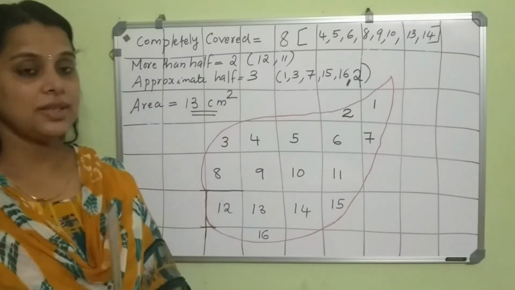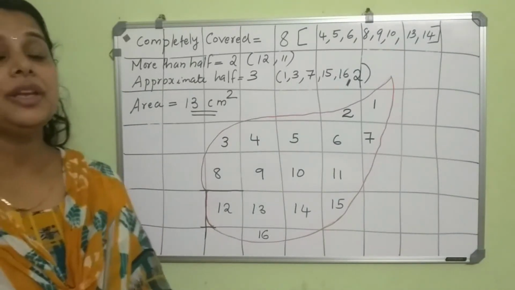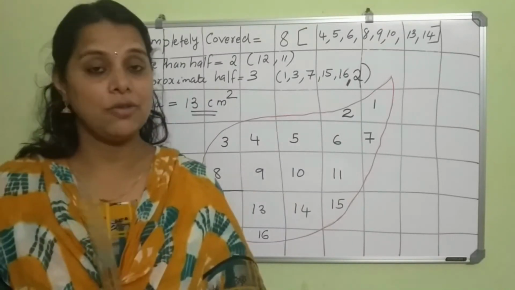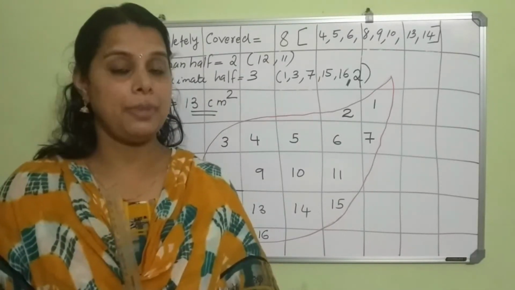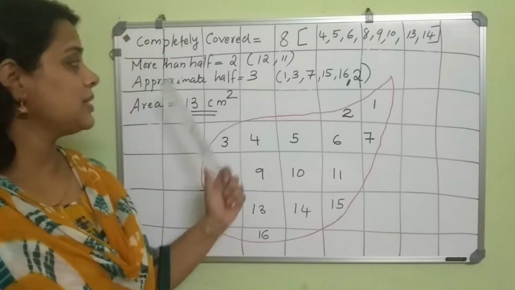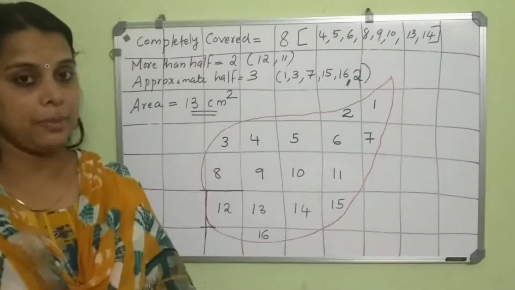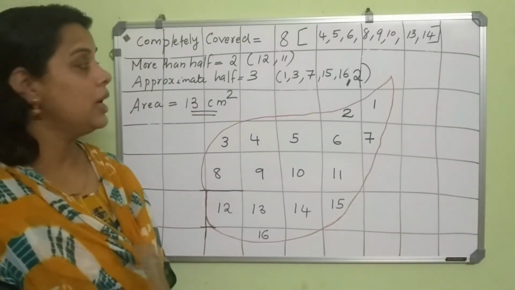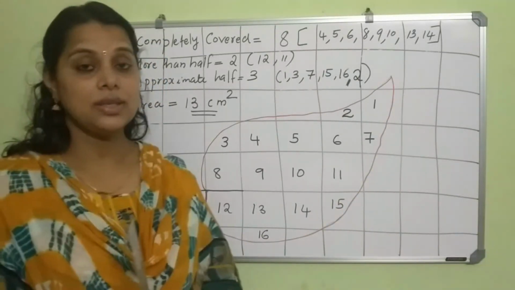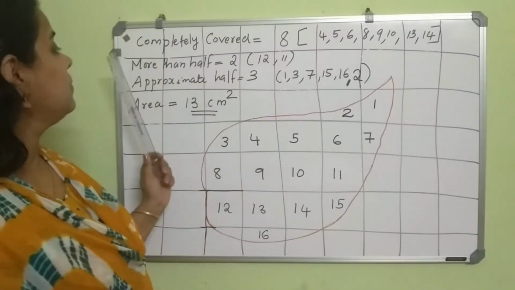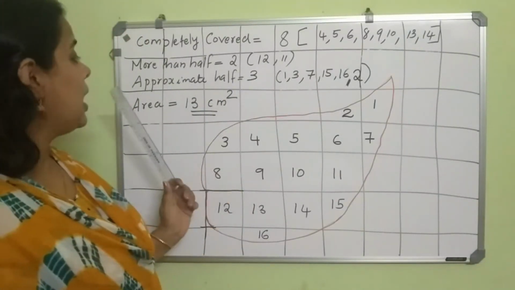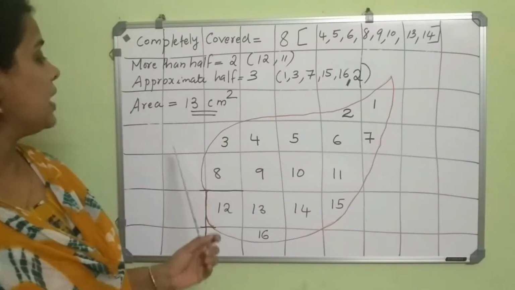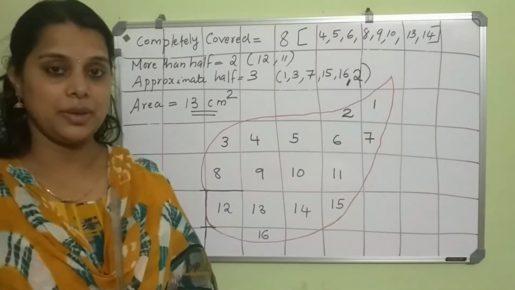Now let us discuss how to find area of an irregular shape. Trace the outline of the shape on a graph sheet or a squared paper. Let us consider this as a 1 centimeter squared paper and trace the outline of this shape on the paper. Now we need to count the squares which are completely covered, more than half covered, and approximately half covered. Avoid the squares which are less than half covered.